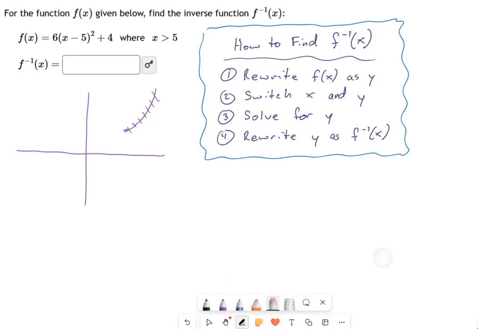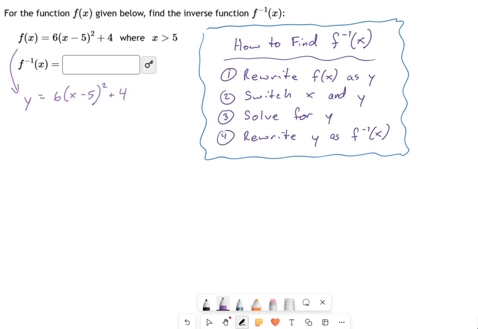So with that in mind, let's get right back into our technique for how to find the inverse of something. The first thing I'm going to do is change that f of x to y. So I get this: y equals (x minus 5) squared plus 4.